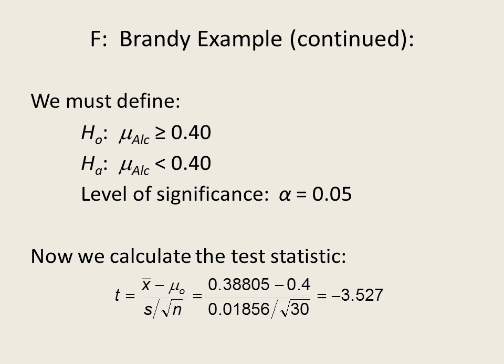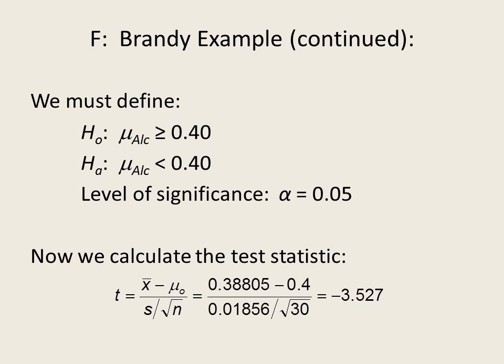Thus we have the null hypothesis that the brandy manufacturer is right, that he's got at least 40% alcohol, against the alternative hypothesis that we don't believe there is as much as 40% alcohol. We think it's less than that. So HA is that the mean of the alcohol content is less than 40%. We decided to use a 5% level of significance, which is a fairly common level of significance to use. It's a good balanced value.